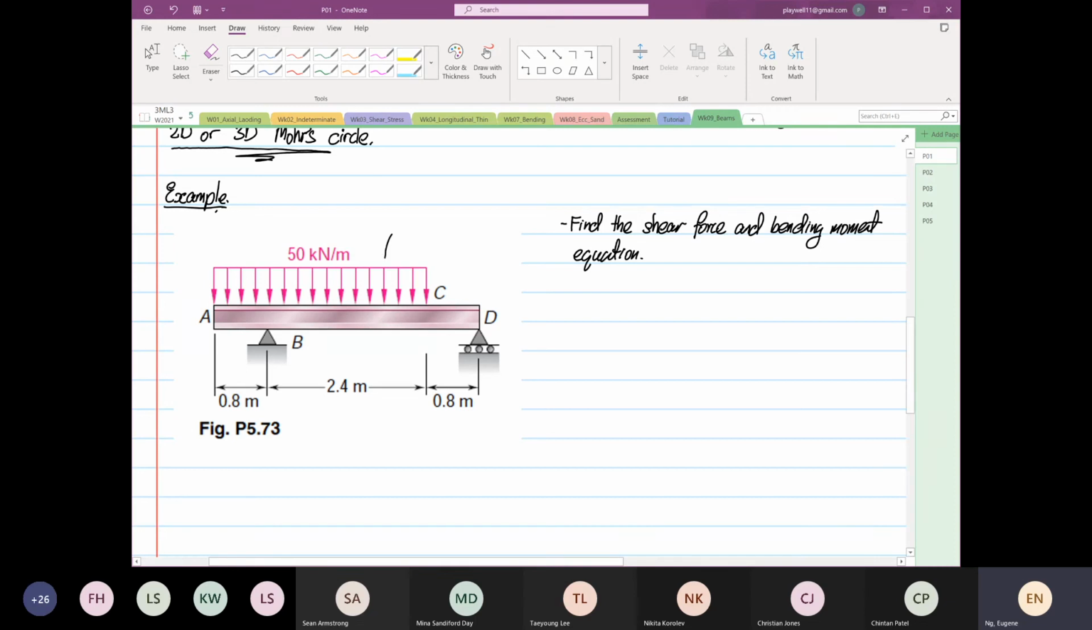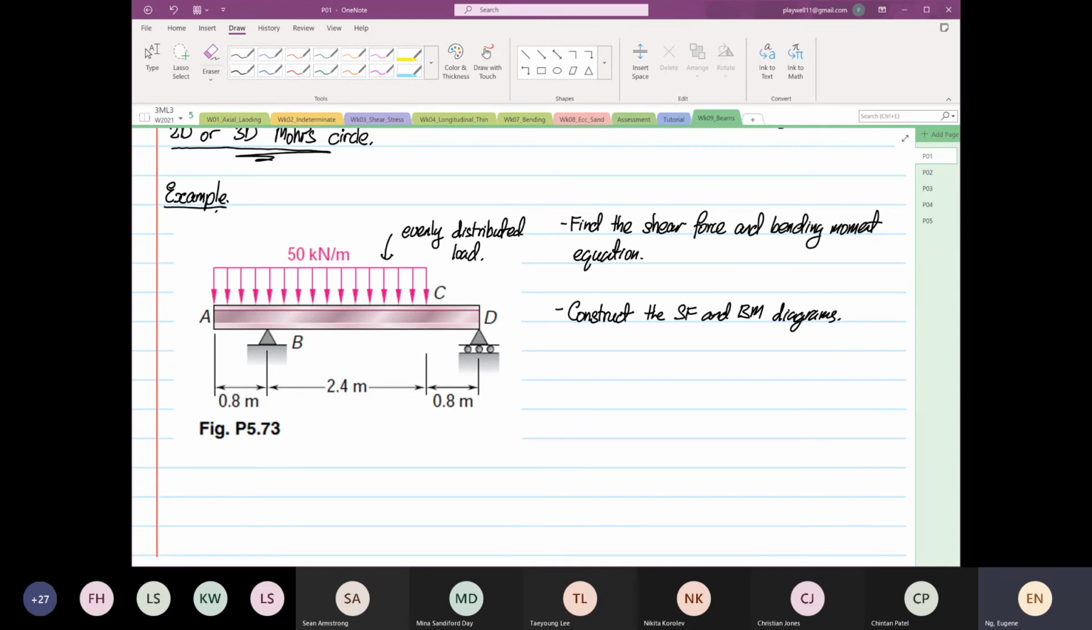Distributed load. So this load over here is what we call an evenly distributed load. After that, we're going to construct the shear force and bending moment diagrams. Some of you look at this and can construct your shear force and bending moment equation just by observation.